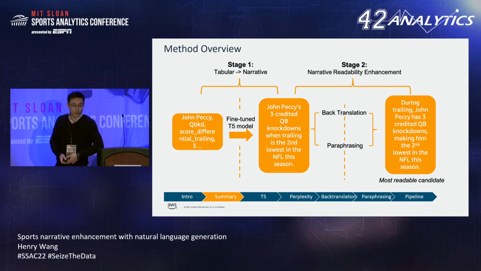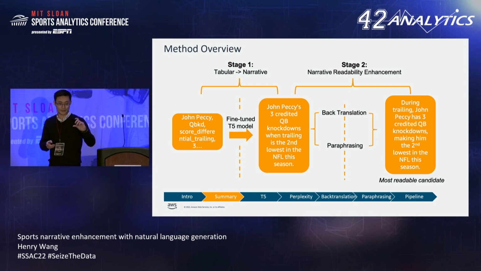And then for stage 2, we apply back translation and paraphrasing. Both of those are commonly used natural language processing techniques among various NLP tasks, but we find a way to combine them together so that you can use this sort of unsupervised way to improve the readability of the final output of the narrative. So you see how this stage 1 output looks quite different from the stage 2 output.